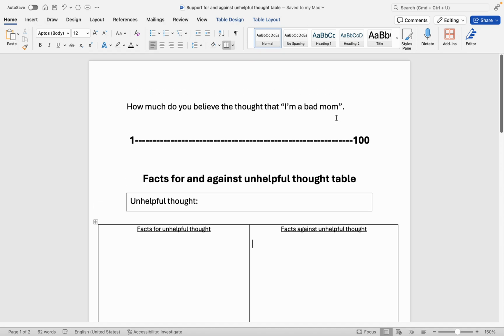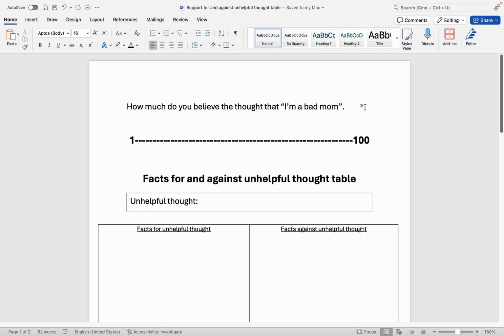This is called a support for and against unhelpful thought table. It's a cognitive behavioral strategy to help with restructuring people's unhelpful thinking. So the first thing you're going to want to do is identify an unhelpful thought that your client has. So let's say they have this unhelpful thought, "I'm a bad mom."